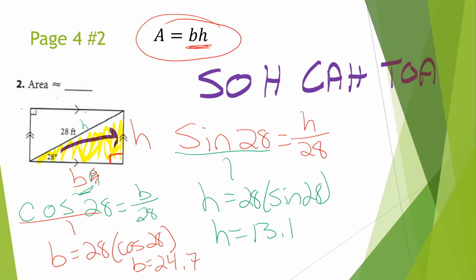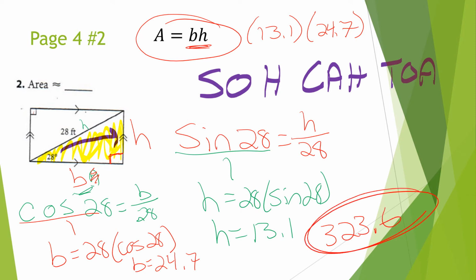So to find the area of the rectangle, or parallelogram, whatever you want to call it, it's going to be 13.1 times 24.7. And that's going to give you my answer. And I get 323.6. Final answer for that one.